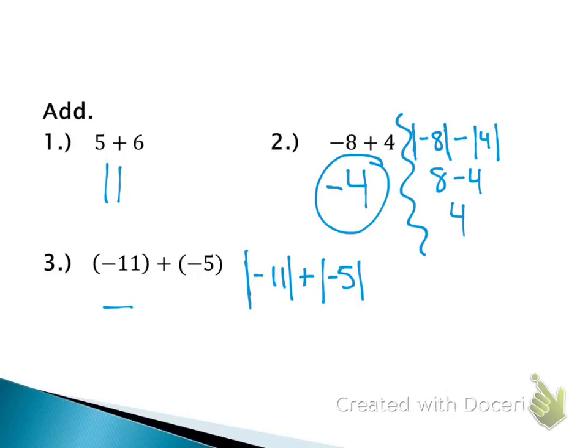Connie, what's the absolute value of negative 11? 11. And what's the absolute value of negative 5? 5. Wonderful. When I add those together, I get 16. So I know for my answer, it's going to be a negative 16. Add the absolute values, keep the original sign.